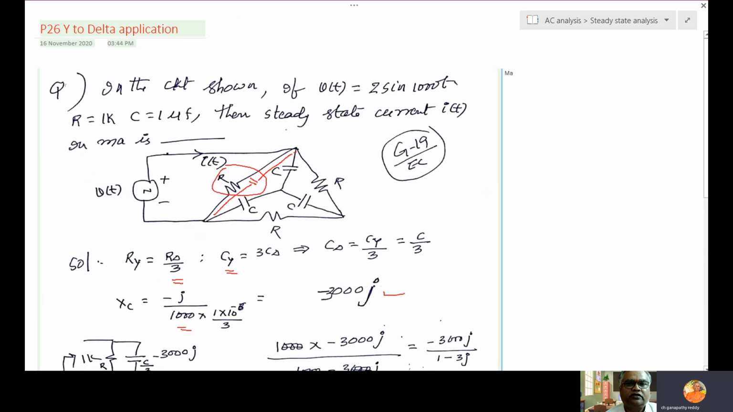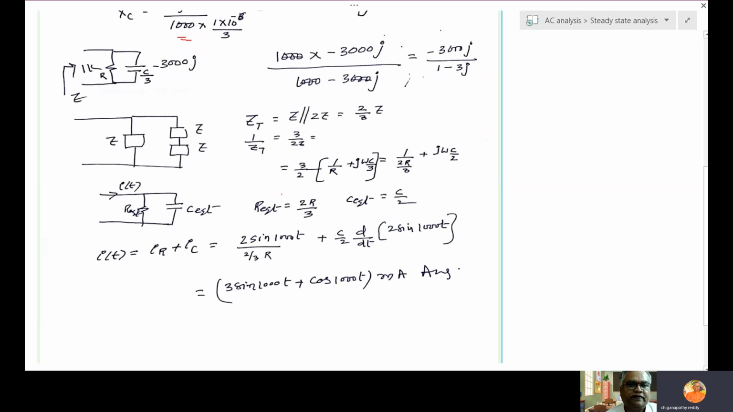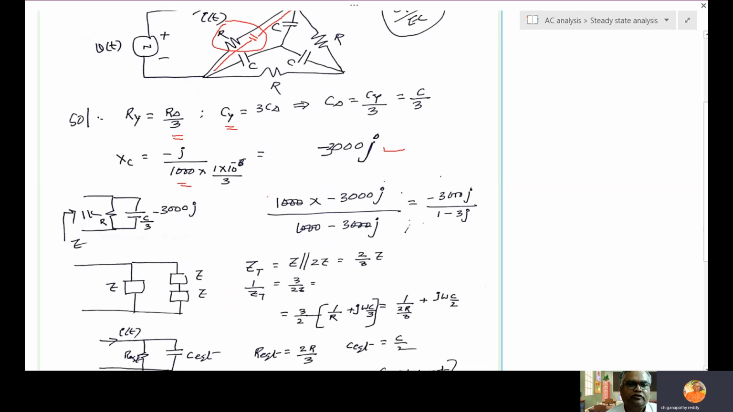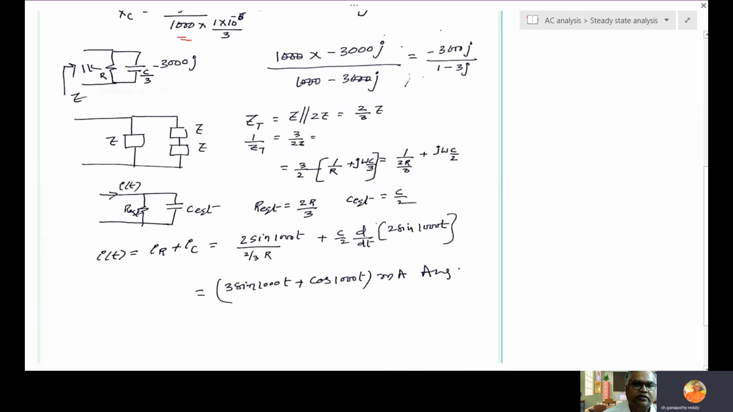But what is the question asking? The steady state current i of t is asked, and voltage is given. So current is nothing but voltage by impedance. There are two ways of doing it. Total impedance is found, and current is voltage by total impedance. Straight away you can do. Or here he has done it in a different way: this current plus this current. This current is voltage by Z, and this current is voltage by 2Z. Like that also you can do it. So this is the answer.